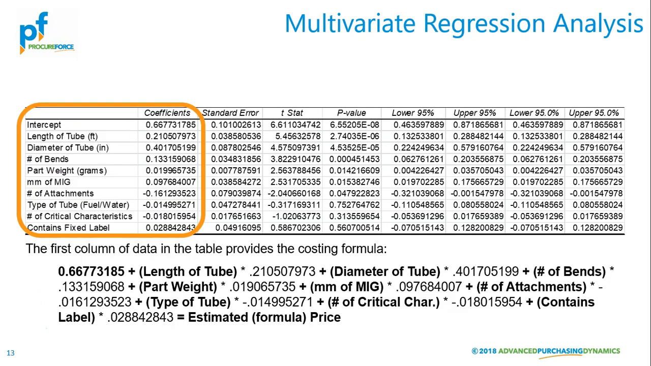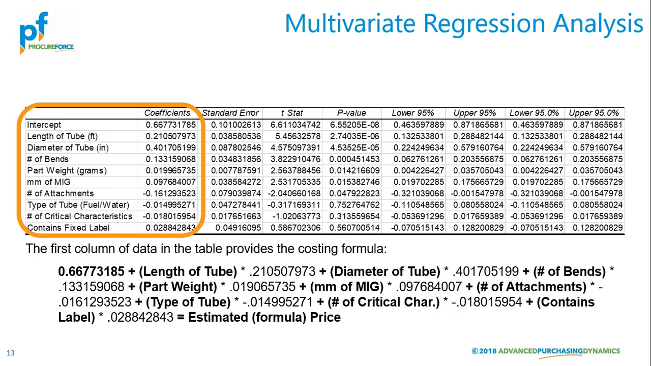When you run regression in Excel, you get a table like this. We've got all our variables highlighted in orange and something called the coefficients. The coefficients are actually our pricing formula. So the length of tube times 0.210507987 plus the diameter of tube times the coefficient plus the number of bends times the coefficient plus the number of attachments times the coefficient. That's our formula for pricing.